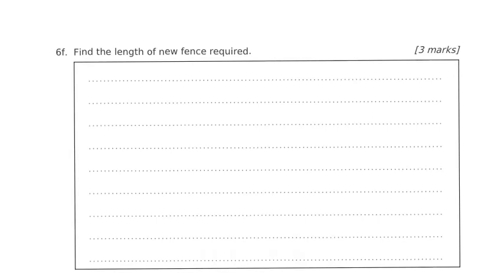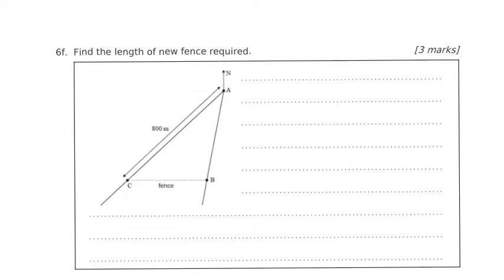6f, find the length of new fence required. If we take a look at the diagram, let's write in the angles that we know. Well, we know that this angle is 105 degrees. We know that this is 0.72 radians. Therefore, we need to convert 0.72 radians into degrees.